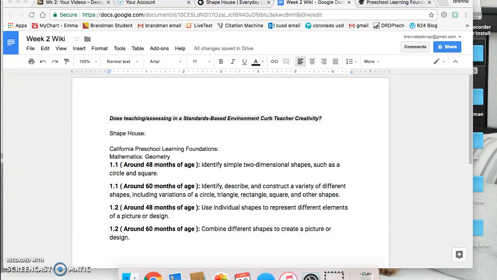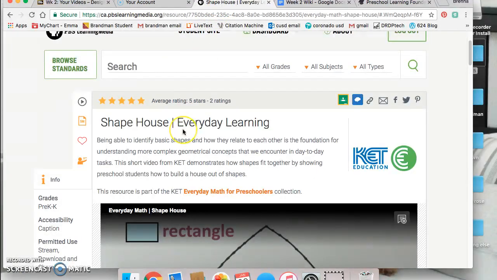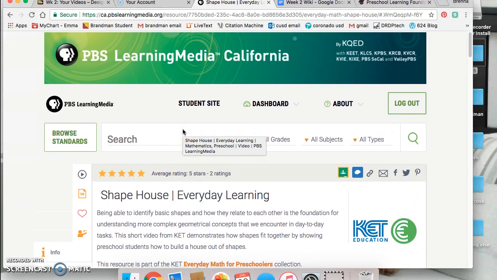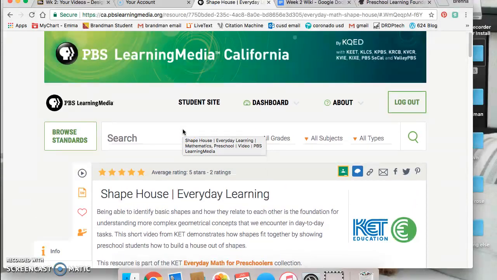So for this week, we're looking at: does teaching and assessing in a standards-based environment curb teacher creativity? I think that oftentimes, with given specific parameters, it can be hard to find your own voice within that. But looking through the PBS website, I was able to find a fun activity that went along with my age level and that I thought could be utilized in some pretty fun ways.